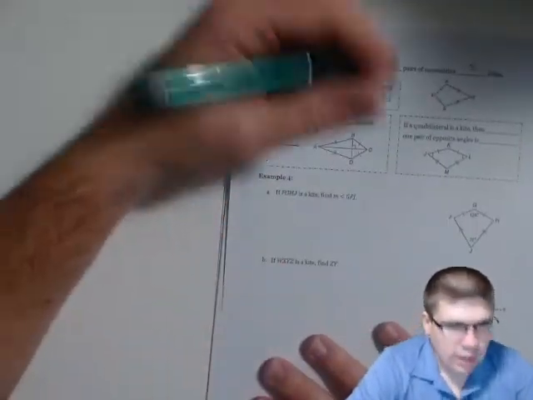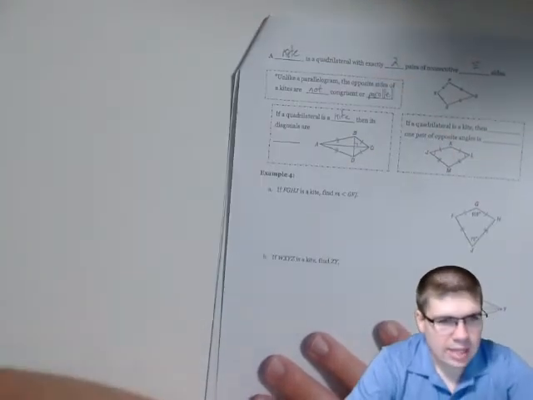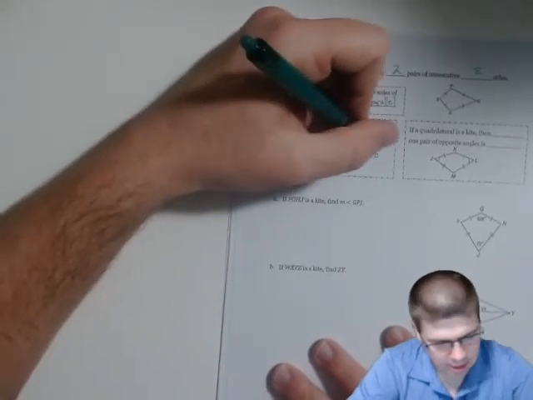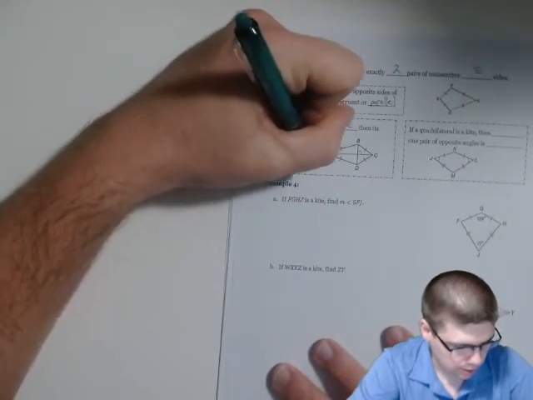If a quadrilateral is a kite, then its diagonals are perpendicular. So we know that BD is perpendicular to AC. So AC is perpendicular to BD.